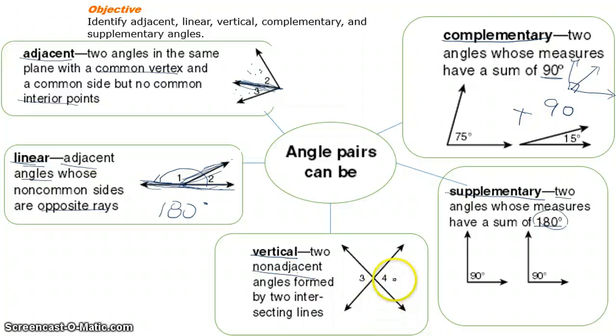So I have a line here and a line here. They are intersecting at this point right here. And if we look at this here, we have angles 3 and angles 4. And we would consider those to be vertical angles. We will discuss these in more detail in class the next time I see you. But go ahead and fill this out for now.